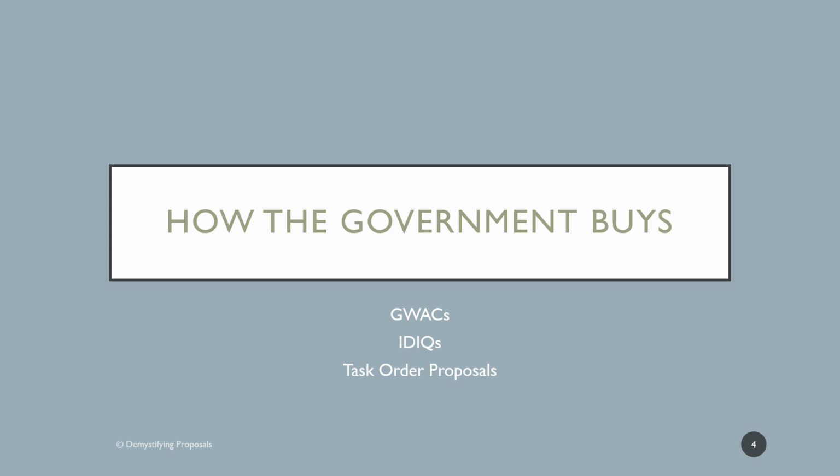Next, we're going to talk about how the government buys. There are GWACs, IDIQs, and task order proposals. We're going to talk about each of those.